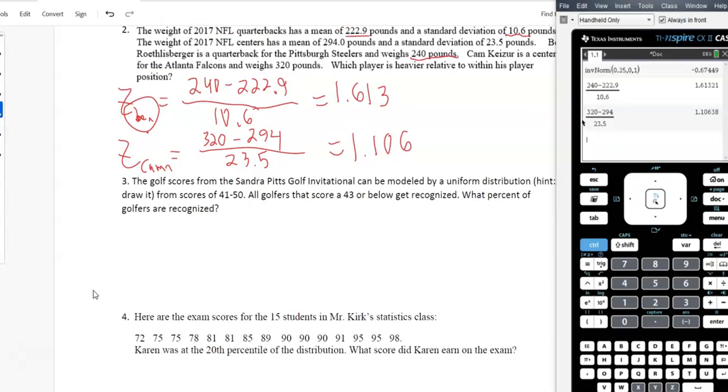Golf scores from the Sandra Pitts Invitational can be modeled by a uniform distribution. Uniform, so that means the graph's going to look like this. It has a flat top to it. So it's a rectangle, at least it should be a rectangle. It goes from 41 to 50, 41 over here to 50. So that's a distance there of 9. So a length, essentially, of 9.